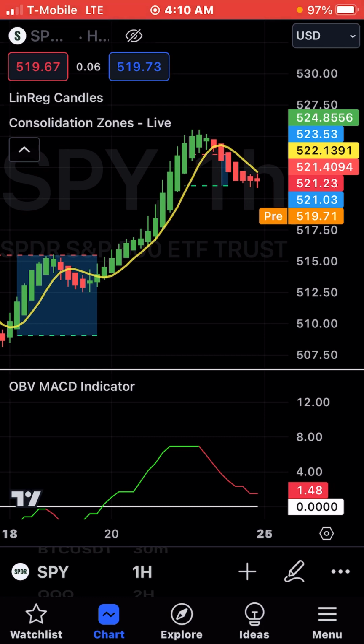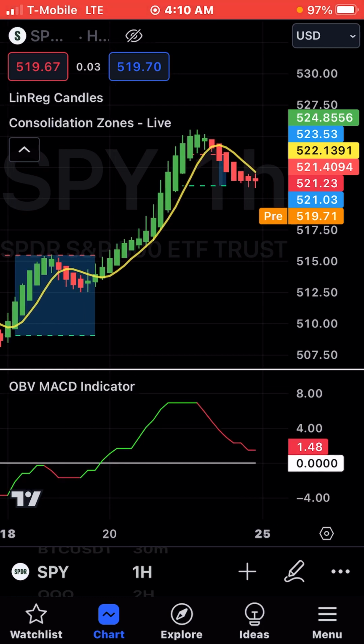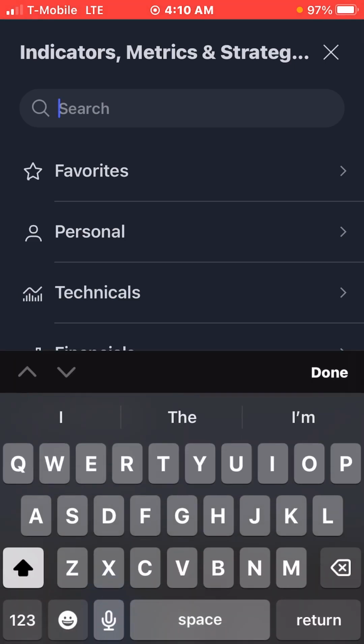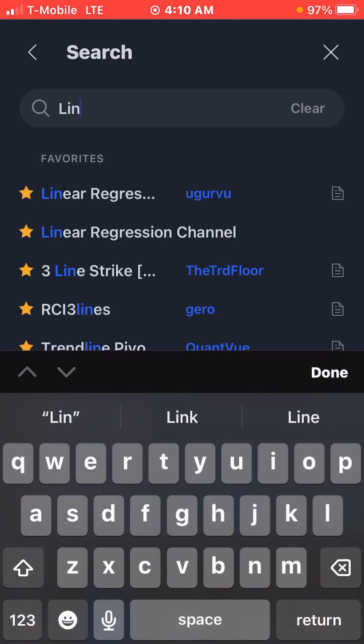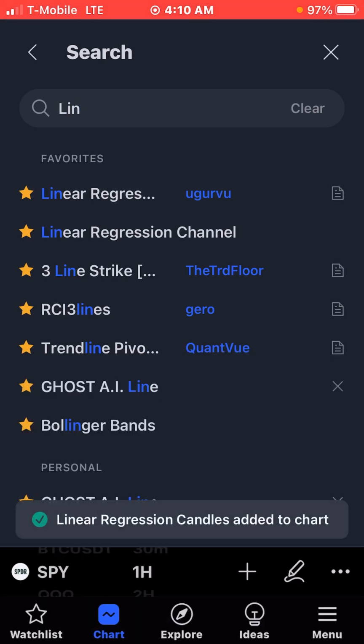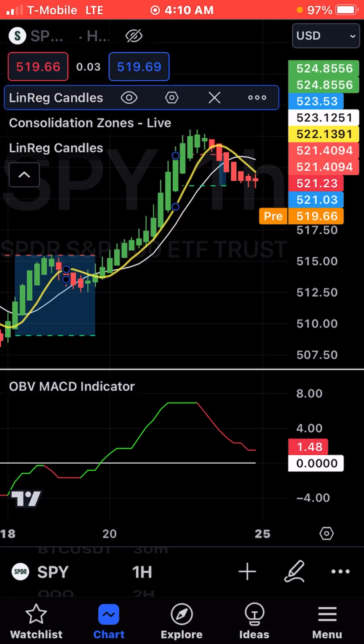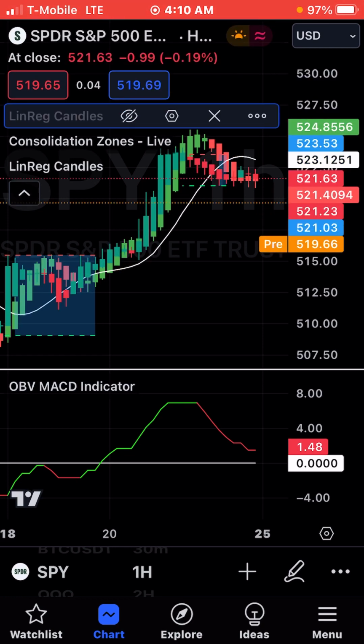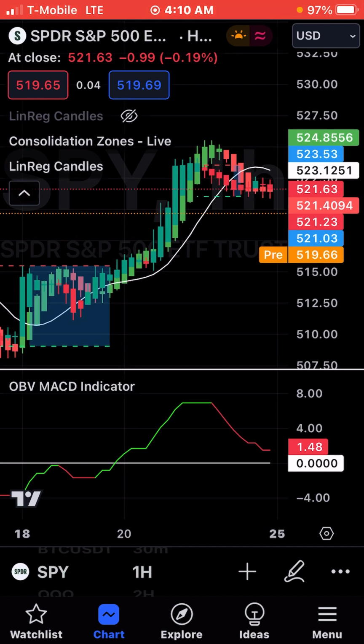First thing I have is my linear regression candle. So basically you want to go up here to the indicators. You want to go to the linear regression candles, this one right here. You want to go with candles. I'll click it again. Let me hide the other ones I have. So you're going to have it all jumbled here if you don't.